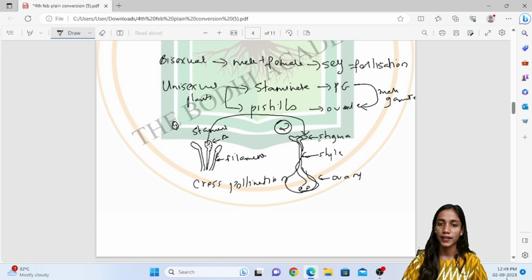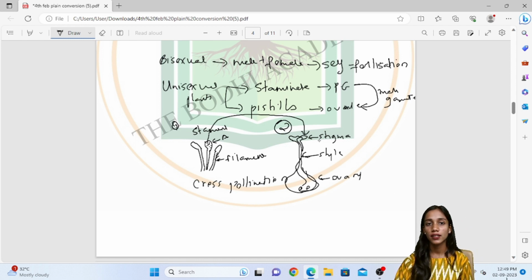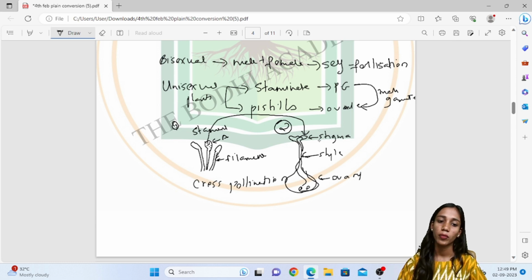Or cross fertilization. Self-fertilization and self-pollination is the one in bisexual flowers, wherein the pollen grain is transferred from the anther of the stamen to the stigma of the pistil of the same flower. But in cross pollination, it is a different flower, because this happens in unisexual plants, which have either the stamen or the pistil. So in this case it is cross pollination and cross fertilization.